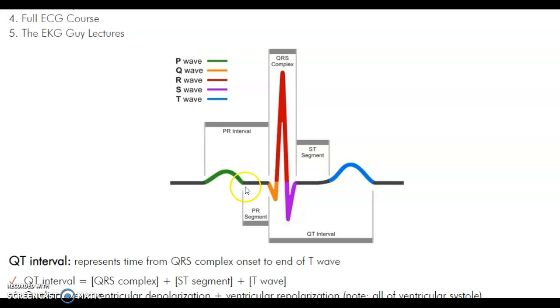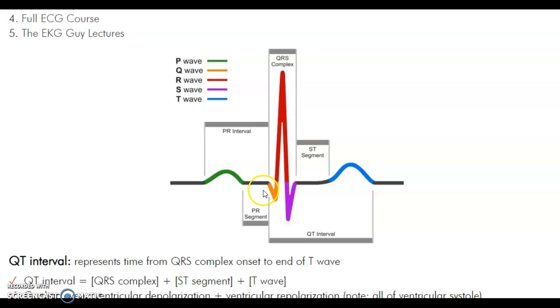So this is the PR segment, and the PR interval is from the beginning of the P wave to the end of the PR segment right here. So don't confuse the PR interval versus the PR segment.